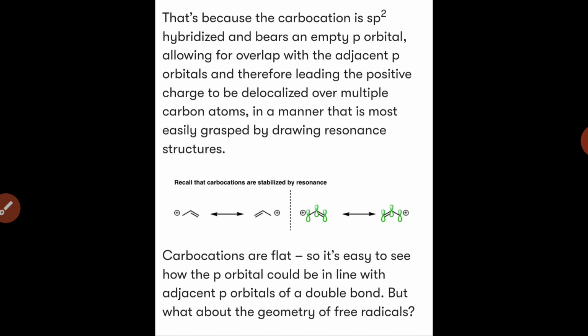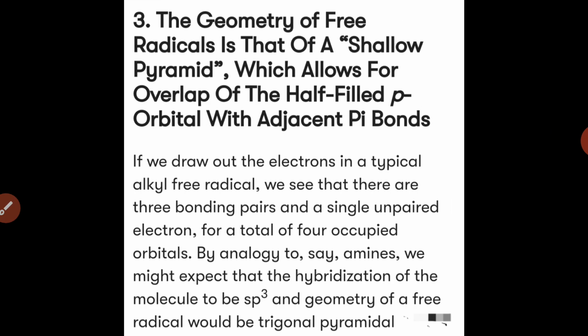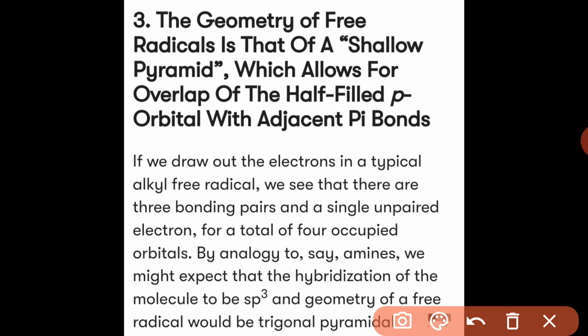However, you have to know about the geometry of free radicals. The geometry of free radicals is about a shallow pyramid. Shallow pyramid means there is a pyramid, but which is quite shallow, not so much up. However, it is somewhat flattened.